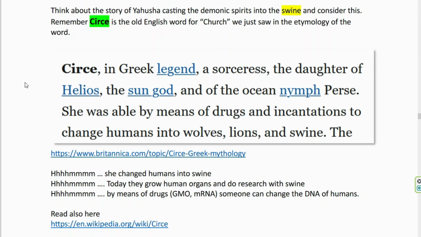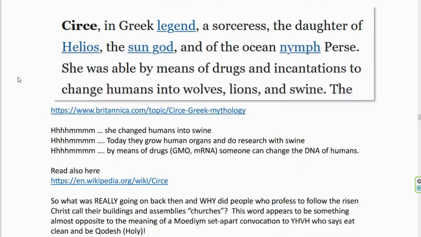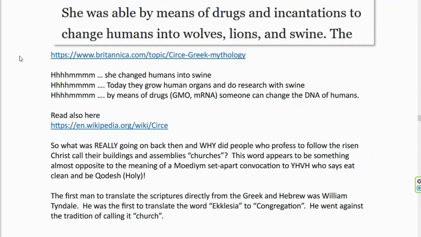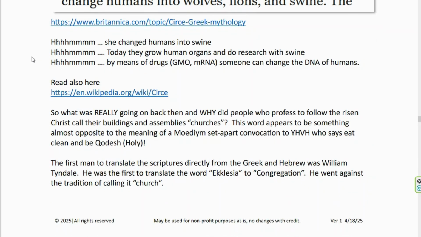Circe, in Greek legend, is a sorceress, the daughter of Helios, the sun god, and of the ocean nymph, Perse. She was able, by means of drugs and incantations, to change humans into wolves, lions, and swine. Now you could go read about this here in the Encyclopedia Britannica. She changed humans into swine. Today they grow human organs and do research with swine. By means of drugs. These two things. Someone can change the DNA of humans. You could read more about it here.